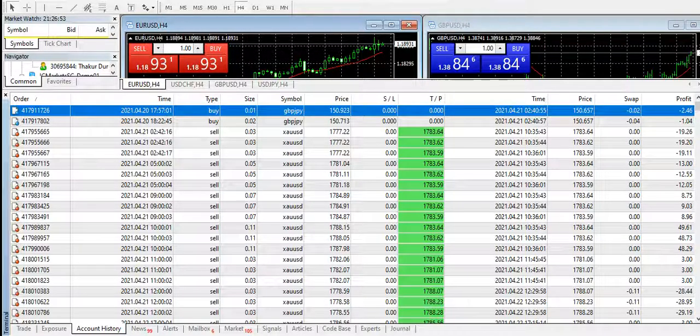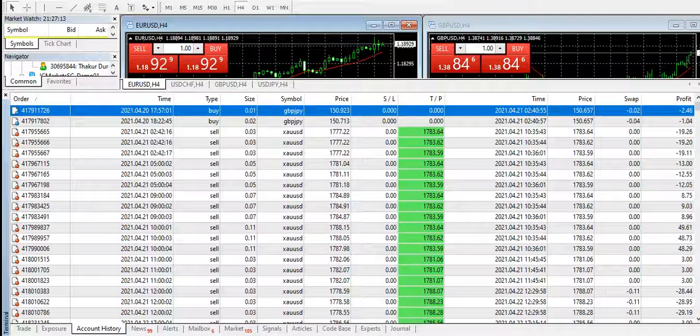After that we started with 0.03 lot on gold. Later on I increased it from 0.03 to 0.05, then 0.06, then 0.09, then 0.12. I did it all gradually as my balance increased.